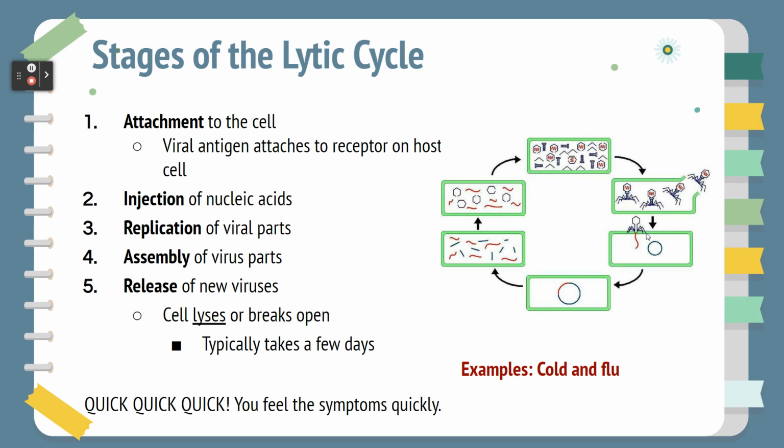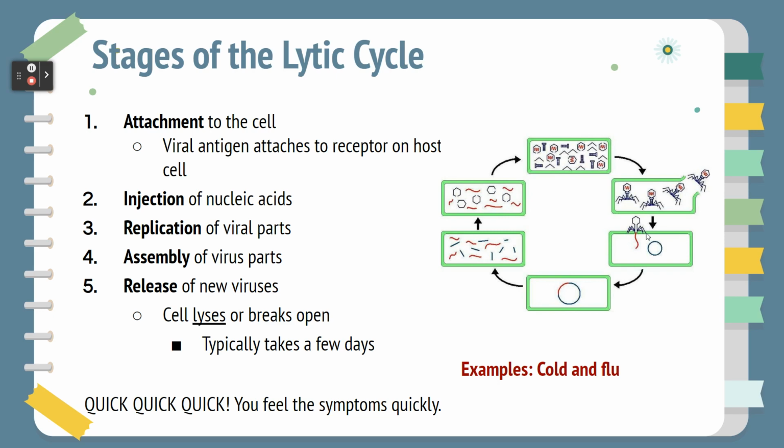Number 3 is replication of viral parts. Once inside the host cell, the viral DNA takes control of the cell's machinery. It hijacks the cell's ribosomes, enzymes, and other components to replicate its DNA and produce virus-specific proteins. Number 4 is assembly. The virus is going to use the host cell's machinery to make new viruses using the replicated DNA and synthesized proteins.